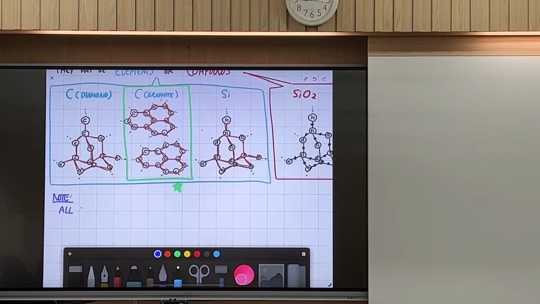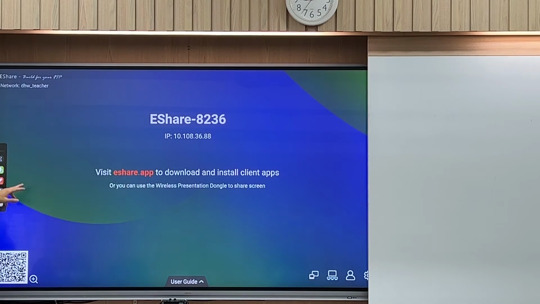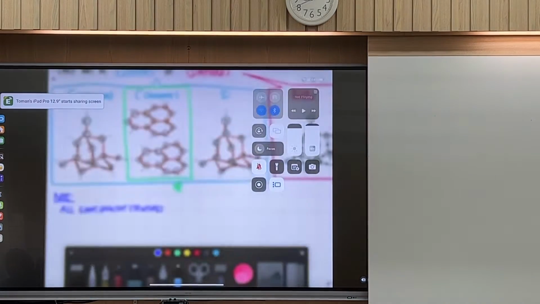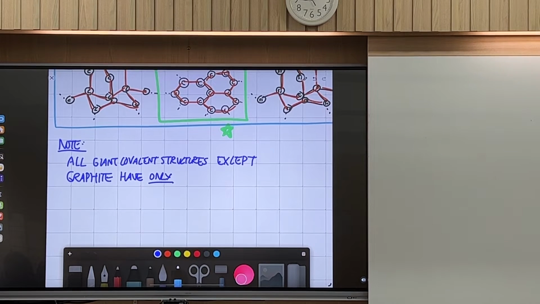All giant covalent structures except graphite. So write down this very, very important statement: all giant covalent structures except graphite have only strong covalent bonds.